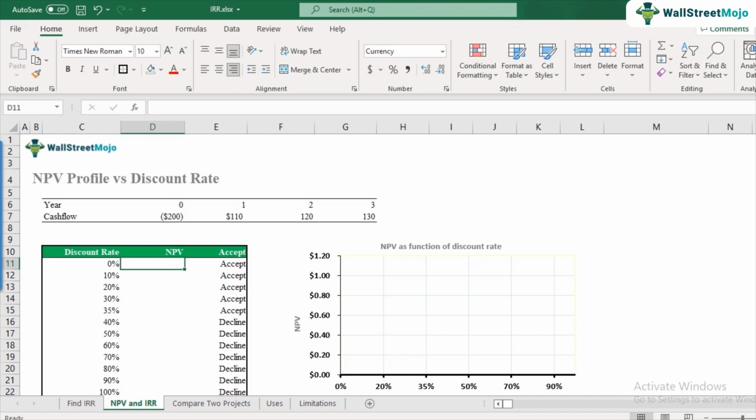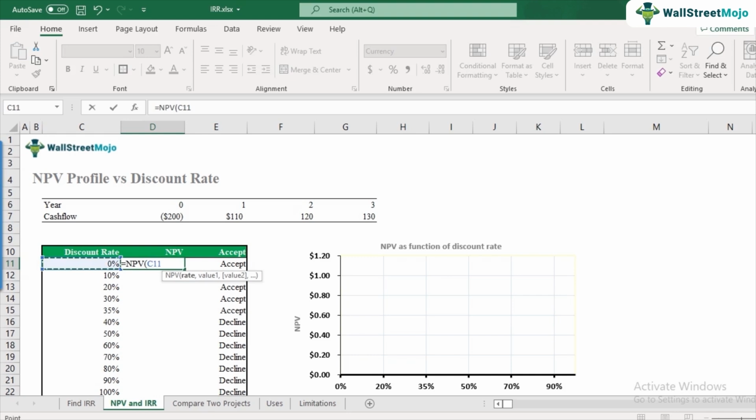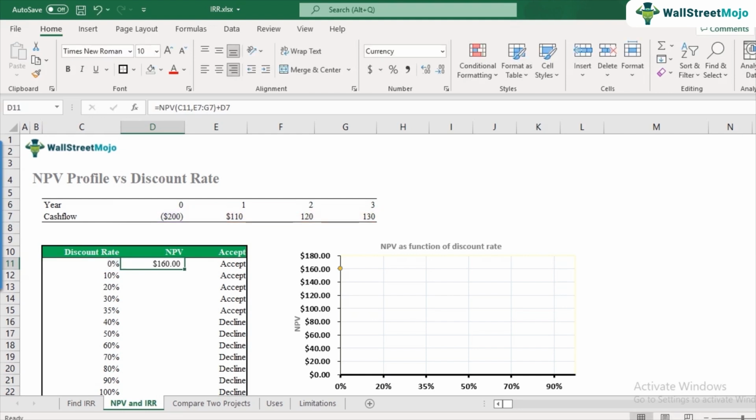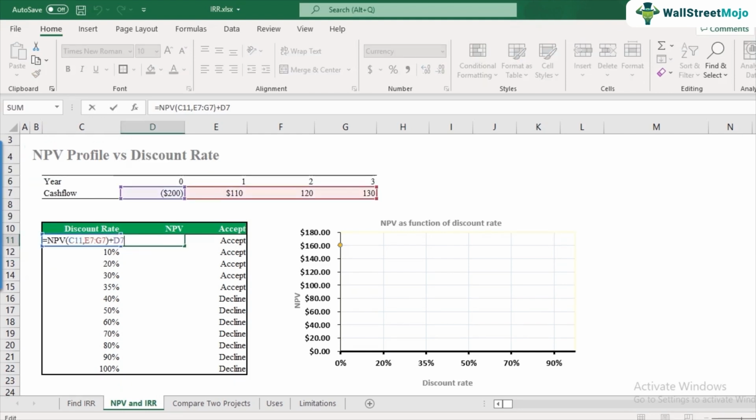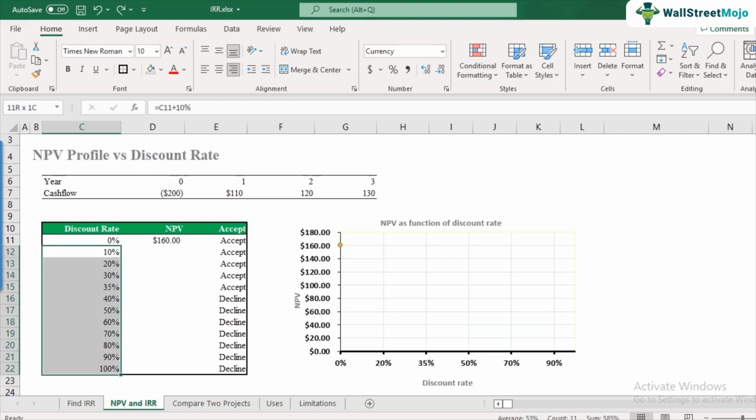Okay, so for calculating NPV, I will use the NPV function, which we have used earlier. The first thing that needs to be given is the rate and the next is the values. These are the future values. So this is 110, 120, 130 and then we also add the cash outflow. So this portion will give the present value of all the future cash flows and this is the cash outflow, right? So this will become our NPV.